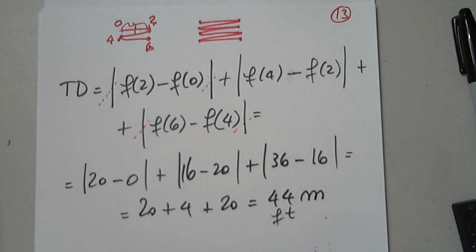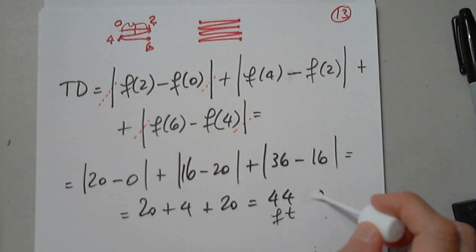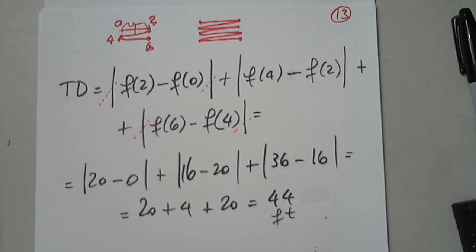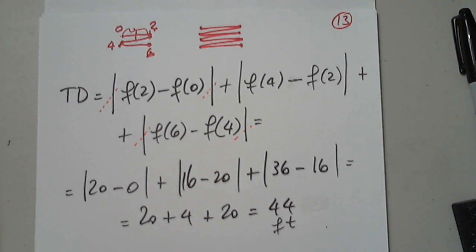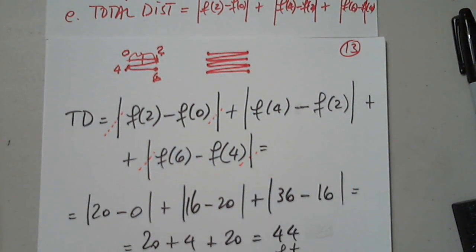I think it was feet. Yeah. So this is the total distance. Even if you say the absolute value was necessary only once, it's better to put it for each distance. Any questions on this?